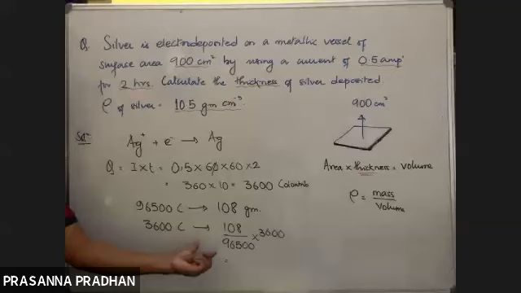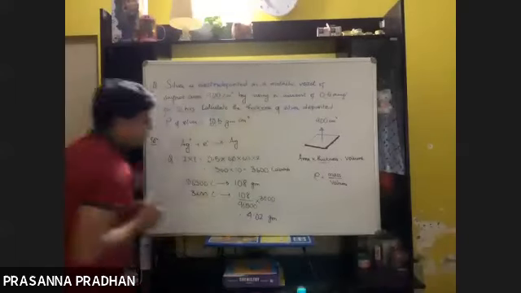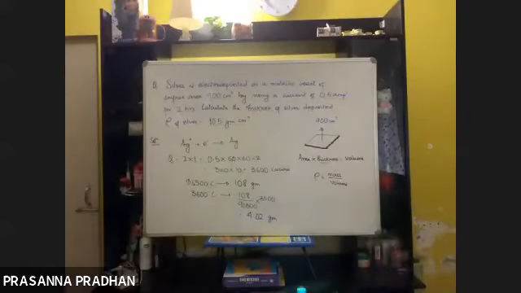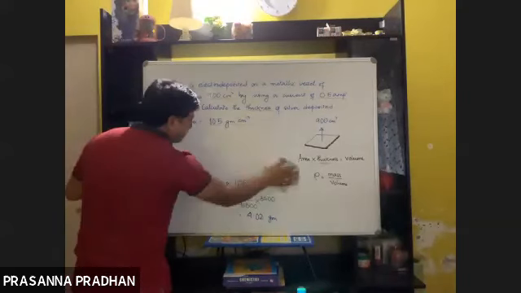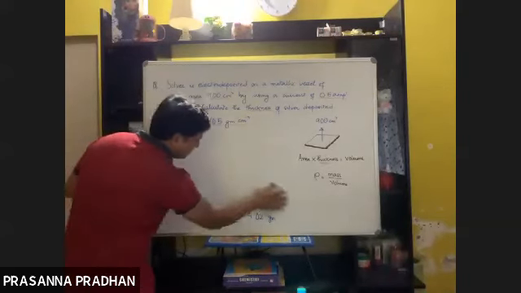So it's going to be 4.02 gram. Okay, 4.02 gram of silver is deposited if I pass 2 ampere of current for 2 hours. So this is the weight of the silver deposited.